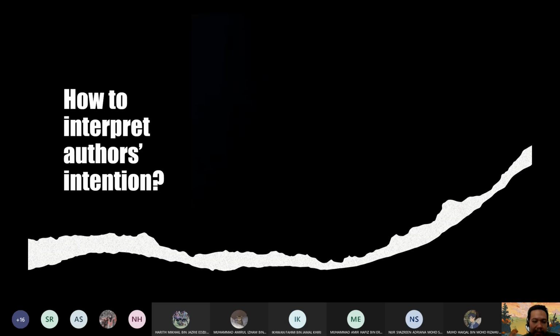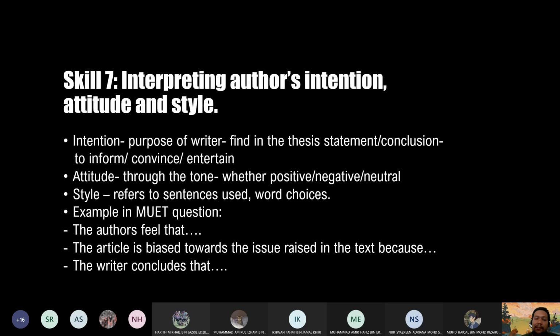Okay, so I guess that's it. Intention is actually the purpose of the writer, and you can find it from the thesis statement or maybe the conclusion, and from that you can determine whether this text is to inform, to convince, or to entertain. The thesis statement you can find in the first paragraph. The conclusion, of course, is the last paragraph.